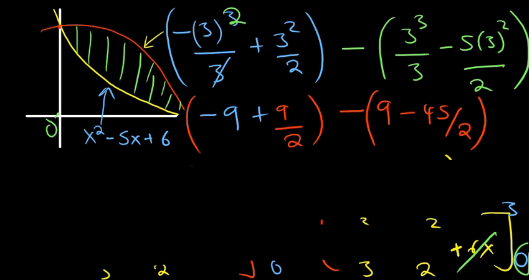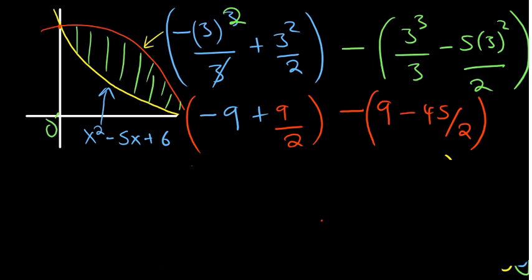I think that is basic mathematics now. So 2 times negative 9 there, that's my way of dealing with fractions, is negative 18 plus 9 is negative 9. So negative 9 over 2.